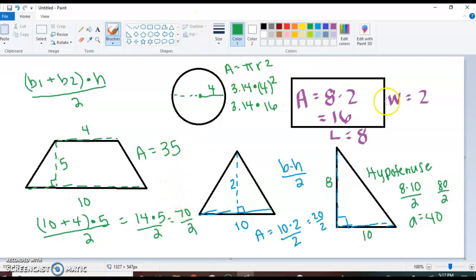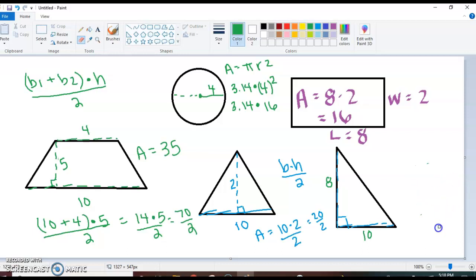All right, so the formulas are on your orange sheet. All you have to do is pick out the numbers, plug it into the formula, and then just plug it into the calculator.